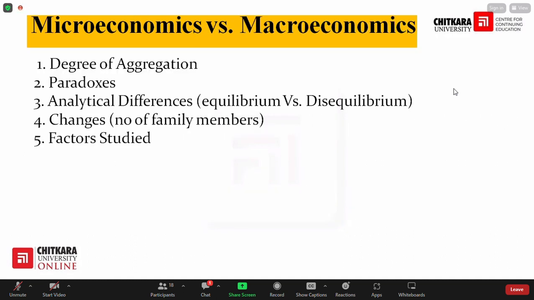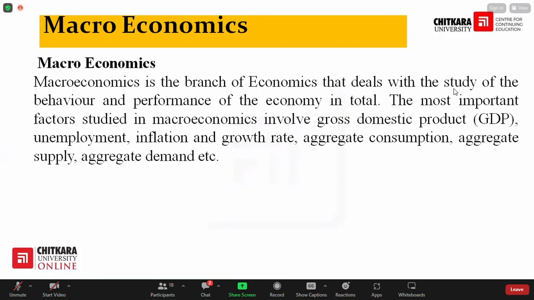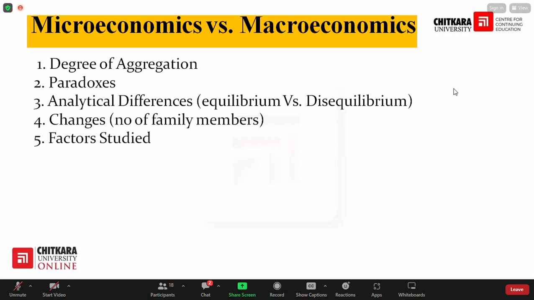But still, yes, there is a difference between them. Number one, the degree of aggregation. In macroeconomics, we talk about aggregation. Like you have read, there is aggregate supply, aggregate consumption, aggregate demand, aggregate cost. So this is one difference, the degree of aggregation: in macroeconomics, we talk about the aggregate, but in microeconomics, we talk about the individual product. We talk about the individual customer. We talk about the cost of a single product.